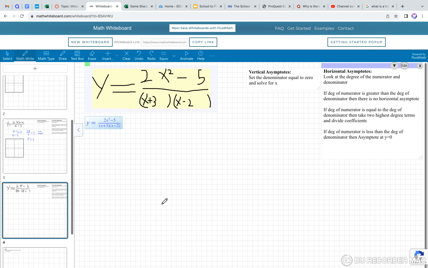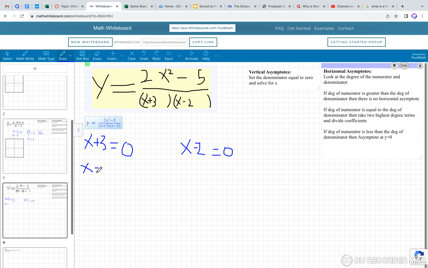Now we can move on to kind of a more difficult example, but still doable. We got this. So let's check for vertical asymptotes again. So we want to set the denominator equal to 0 and solve for x. So notice that there are two different things we need to set equal to 0 here. We need to set x plus 3 equal to 0, and x minus 2, there we go, equal to 0. We solve for x for both.